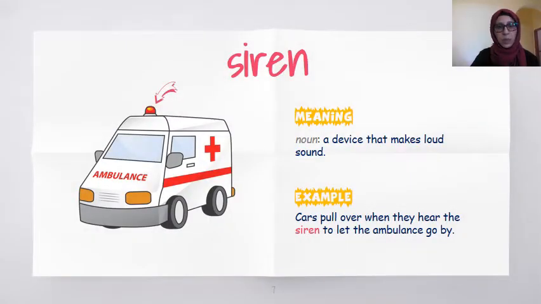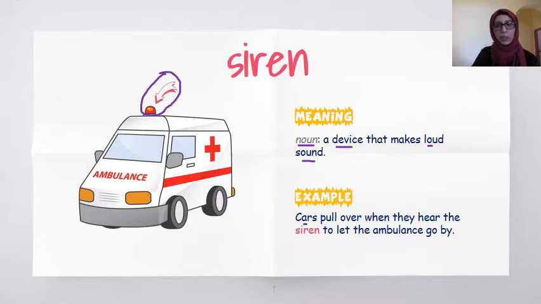The third word we have is the word siren. Siren, as you can see, this is the siren. The siren is this thing on the ambulance. It's a noun, not a verb. It's a naming word. What's a siren? A siren is a device that makes a loud sound. You can try to make the sound of an ambulance while watching this video. Let's use it in a sentence.